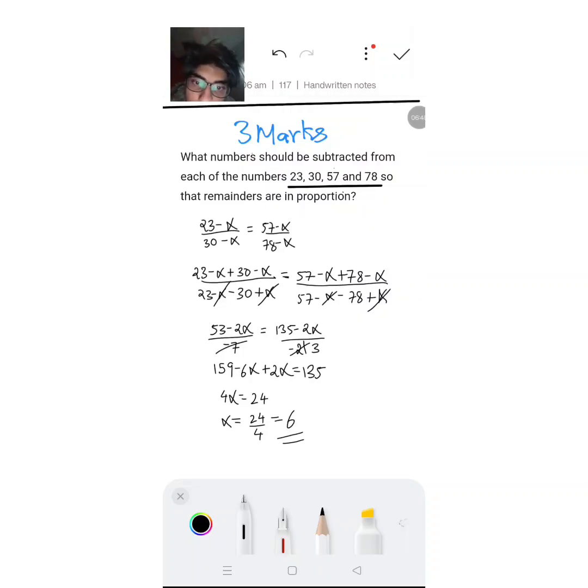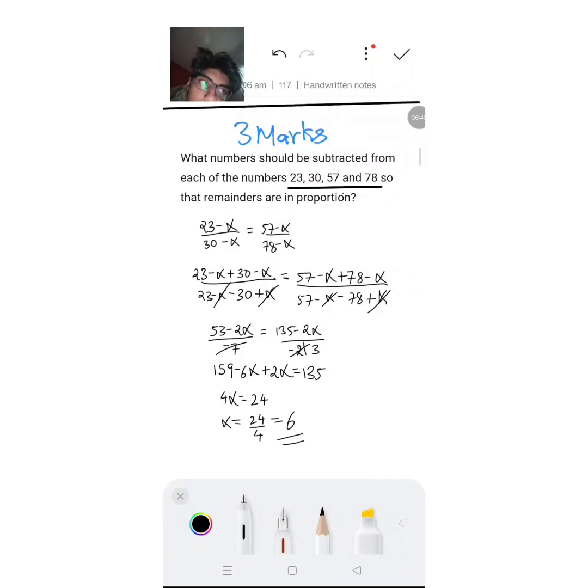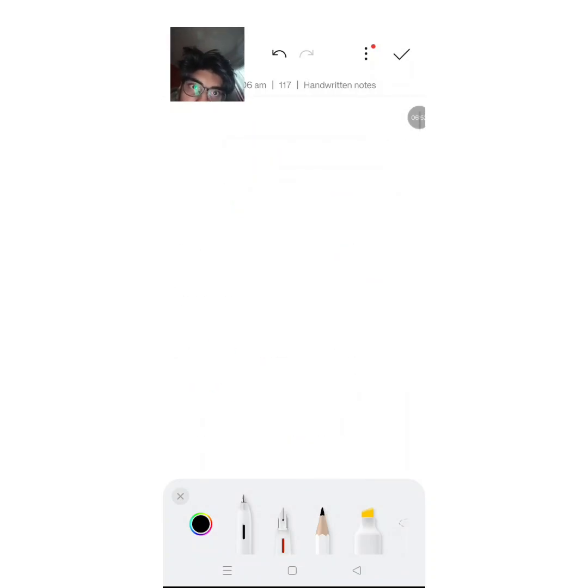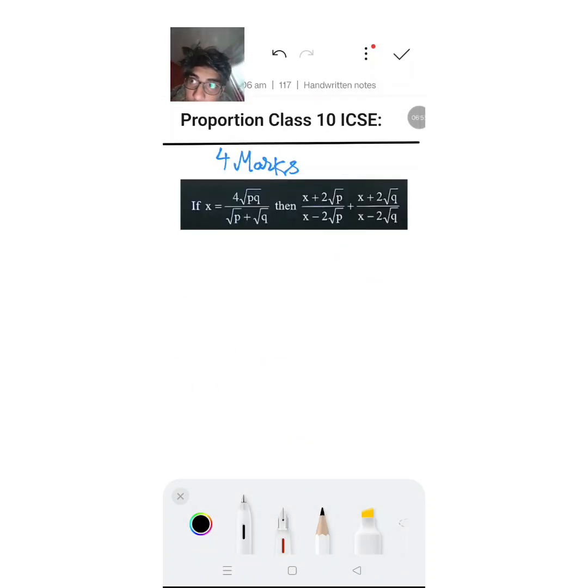Use componendo-dividendo. Just because they don't mention "use properties of proportion" doesn't mean you can't use it. Use it. You'll be better off if you use it. Coming back to this question. Now I told you they'll give you certain problems where you don't really need to do much. You don't even have to think, just like the one that we did.